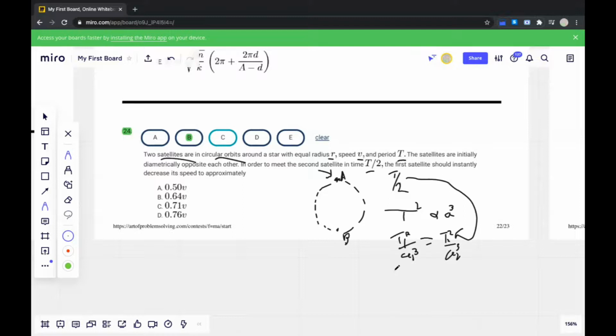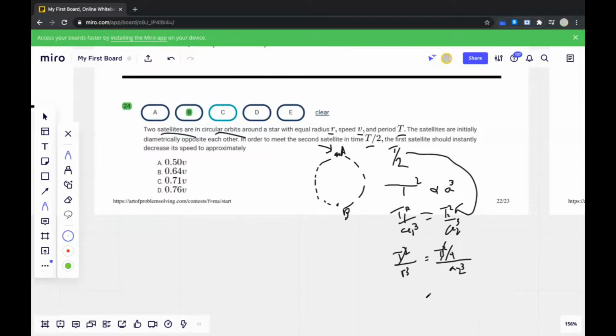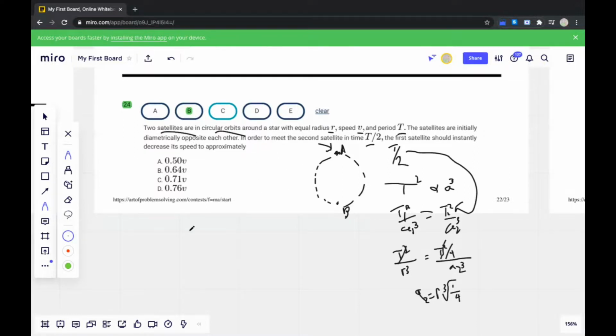So when we solve for a2, after getting this equation, we can just move a2 to the other side, and we get that a2 is going to be equal to r times the cube root of 1 over 4. So this is the new semi-major axis of the first satellite. Okay, so now we can find for what new velocity our satellite will have this semi-major axis.